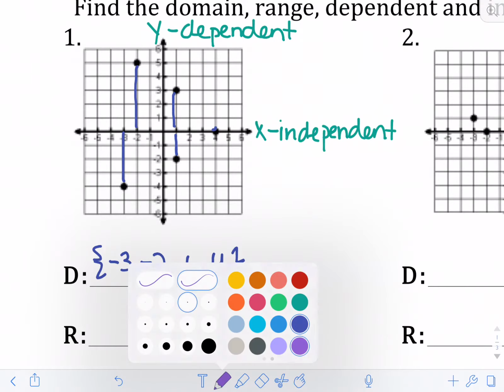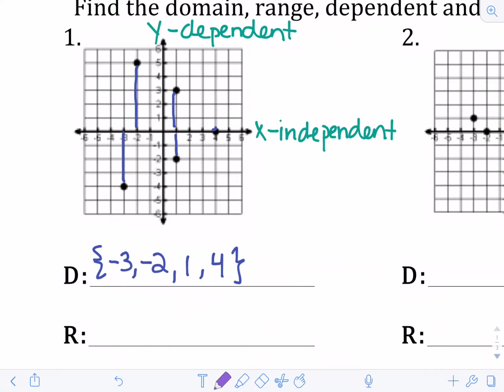Now range is a little bit different. Range are my y values. So here is a y value, here's my y value, and there's my y value. I just go up my y-axis and I look and see if I have a point on my y-axis. So my range is going to go from bottom to top: -4, -2, 0, 3, and 5. Kind of confused? It's okay, we'll do another example here.